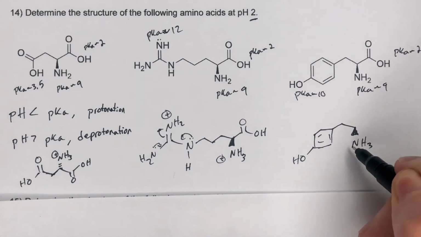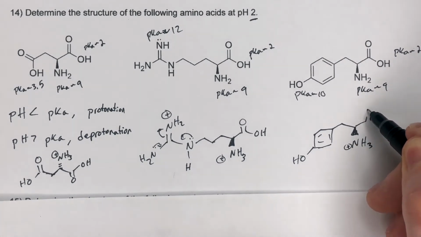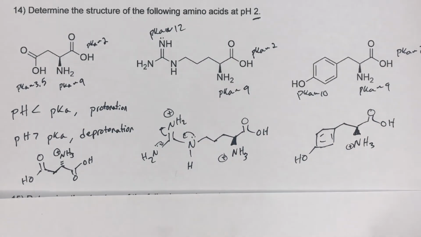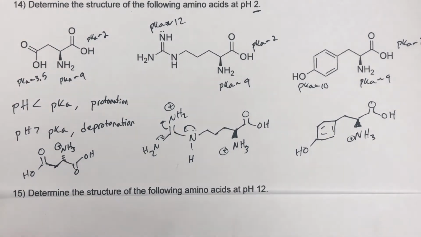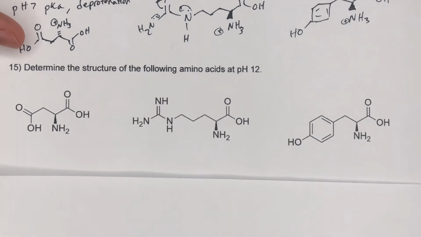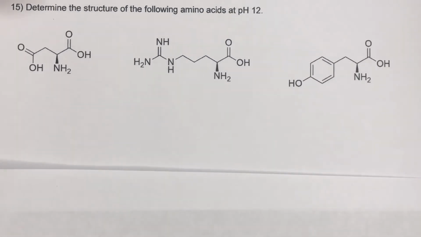So you would get the following structure here, where you have varying levels of positive charges throughout these three amino acids. So 1 positive charge on aspartic acid, 2 positive charges on arginine, and only 1 on tyrosine. Okay, let's move on to question number 15.